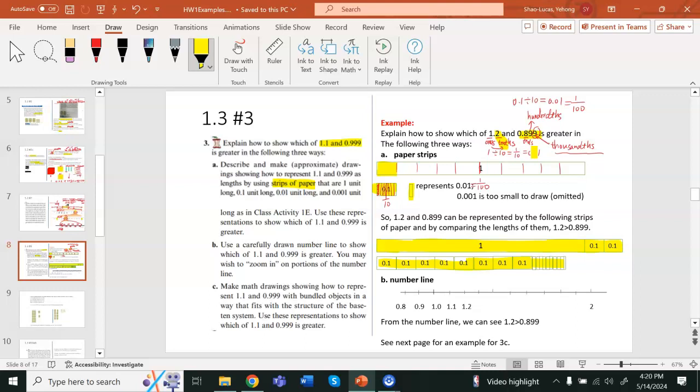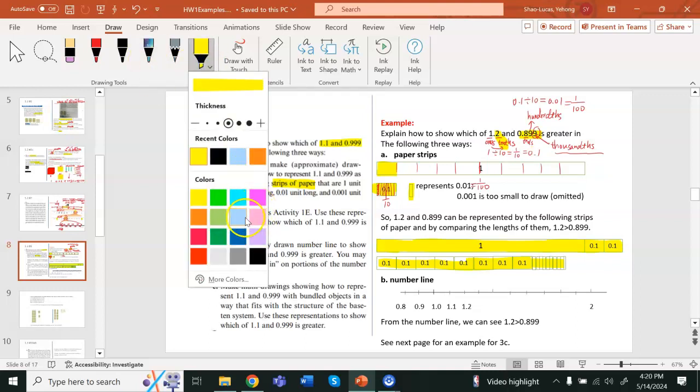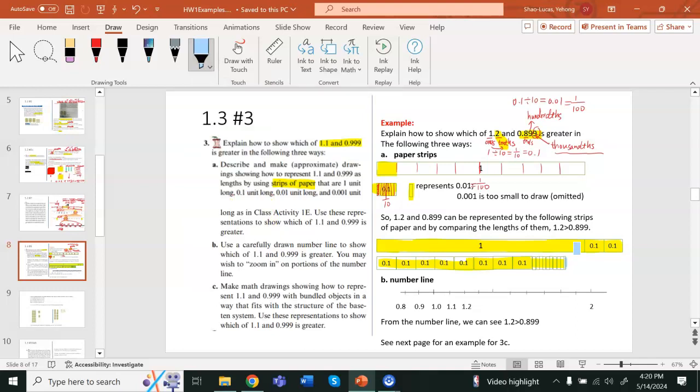And again, because it's hard to do, I'm just going to use this tiny piece right here, this little tiny piece, to represent 0.009, the 9 thousandths. Okay, so as you can see, this whole piece from the left all the way to the end, I'm going to label it here. So this whole length of the paper strip represents the number 0.899.